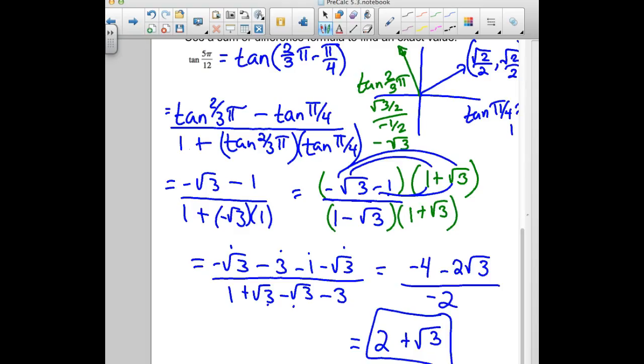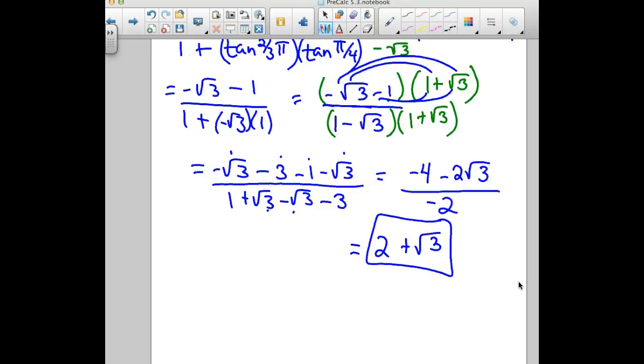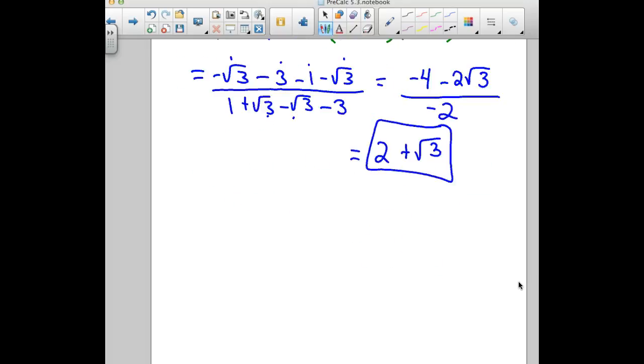All right, I am going to show you another option for this one, just so you can see that there are various ways we can break up that 5 pi over 12. So let's look at saying the tangent of 5 pi over 12, and let's think of a different way of getting 5/12.